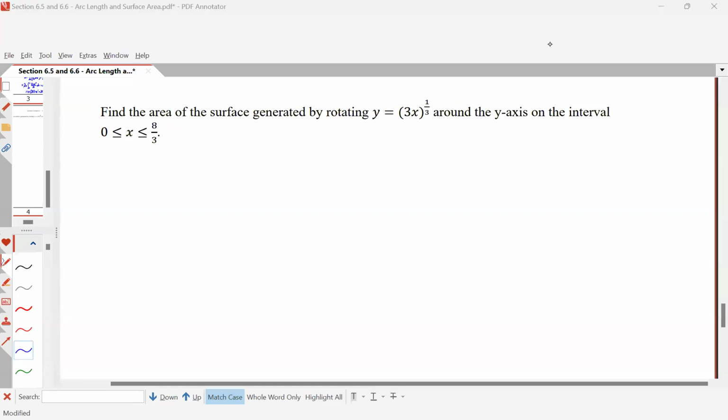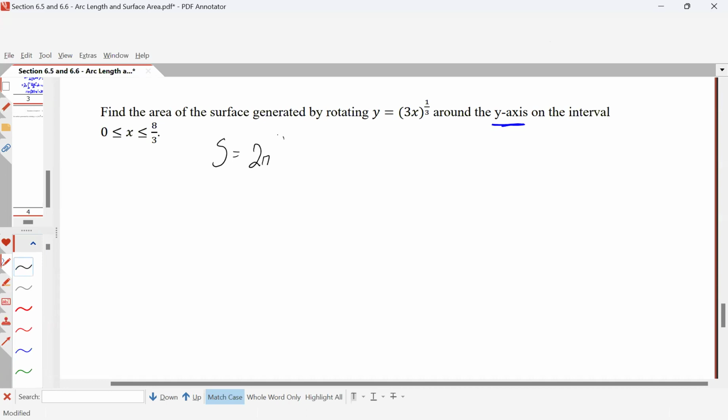In this video, we want to take a look at the last example for finding surface area generated by rotating a function, in this case about the y-axis. So the really big thing to catch here is that when we go around the y-axis, we want our integral to be in terms of y.